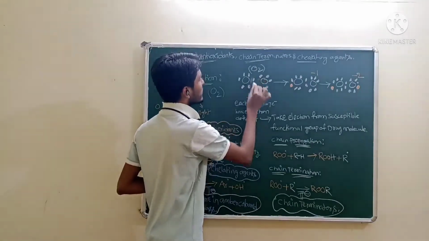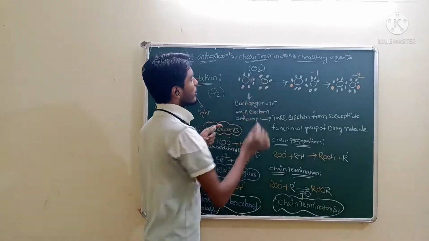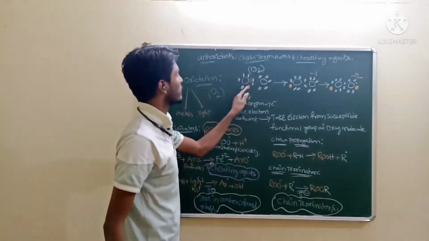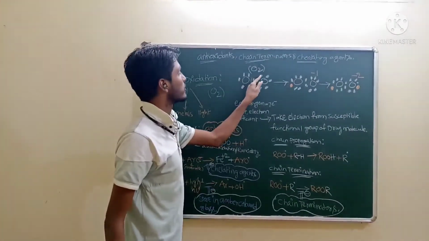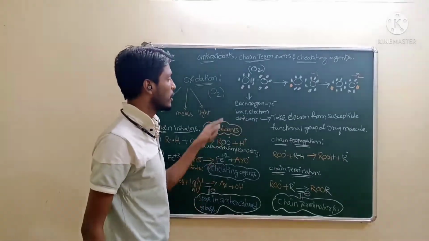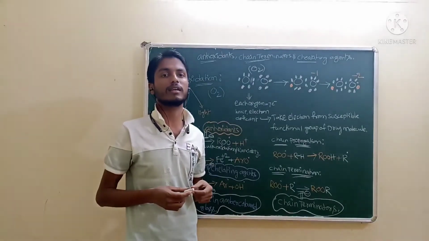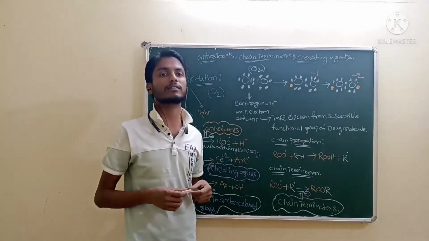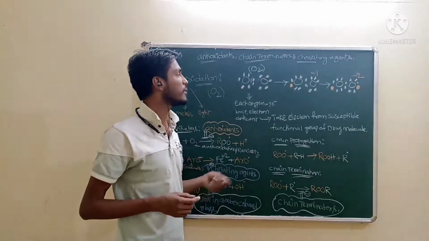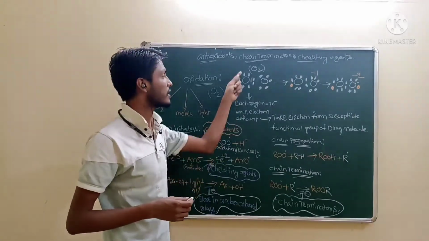These 2 electrons are shared by these 2 oxygens. Hence 1, 2, 3, 4, 5, 6, 7. Each oxygen is surrounded by 7 electrons. In order to have a stable octet configuration, 8 electrons should be present around each oxygen.